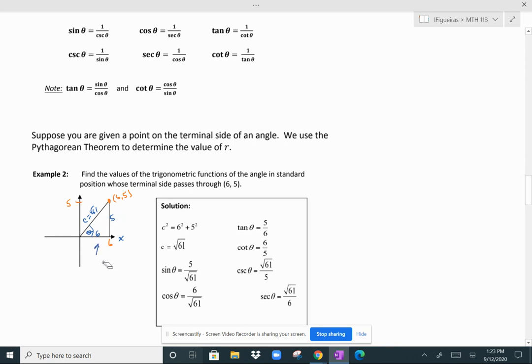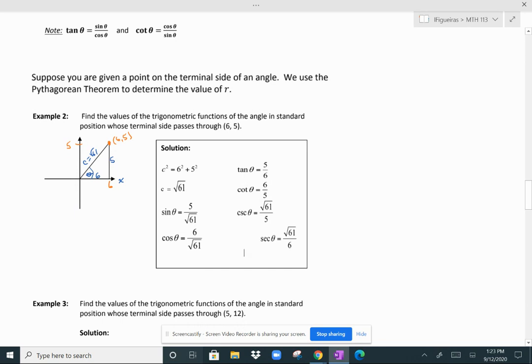Okay, now we'll do the other three. And remember, the other three have relationships. The reciprocal of tangent is cotangent, so that's just 6 over 5. The reciprocal of sine is cosecant, so that's root 61 over 5. And the reciprocal of cosine is secant of theta, so that's root 61 over 6.